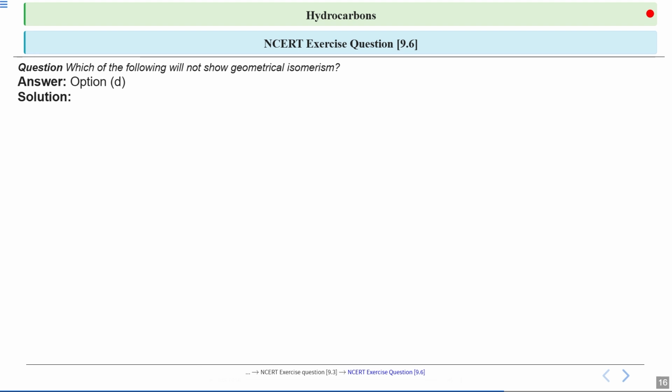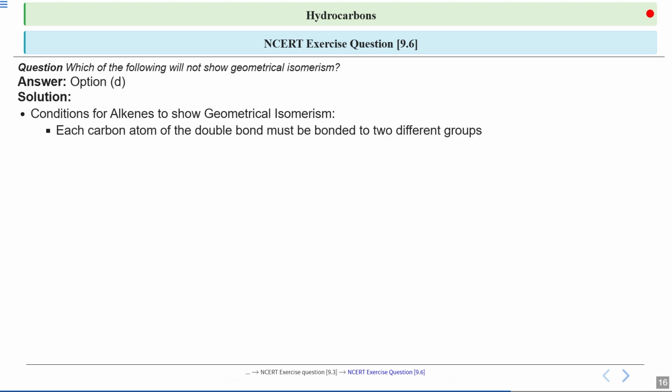Let me clarify the answer for you. It is option number D. Let's see how we can solve it. Before that, what are the conditions for an alkene to show geometrical isomerism? Remember, we have talked about the condition. The first condition is that each carbon atom of the double bond must be bonded to 2 different groups. So that is for sure.